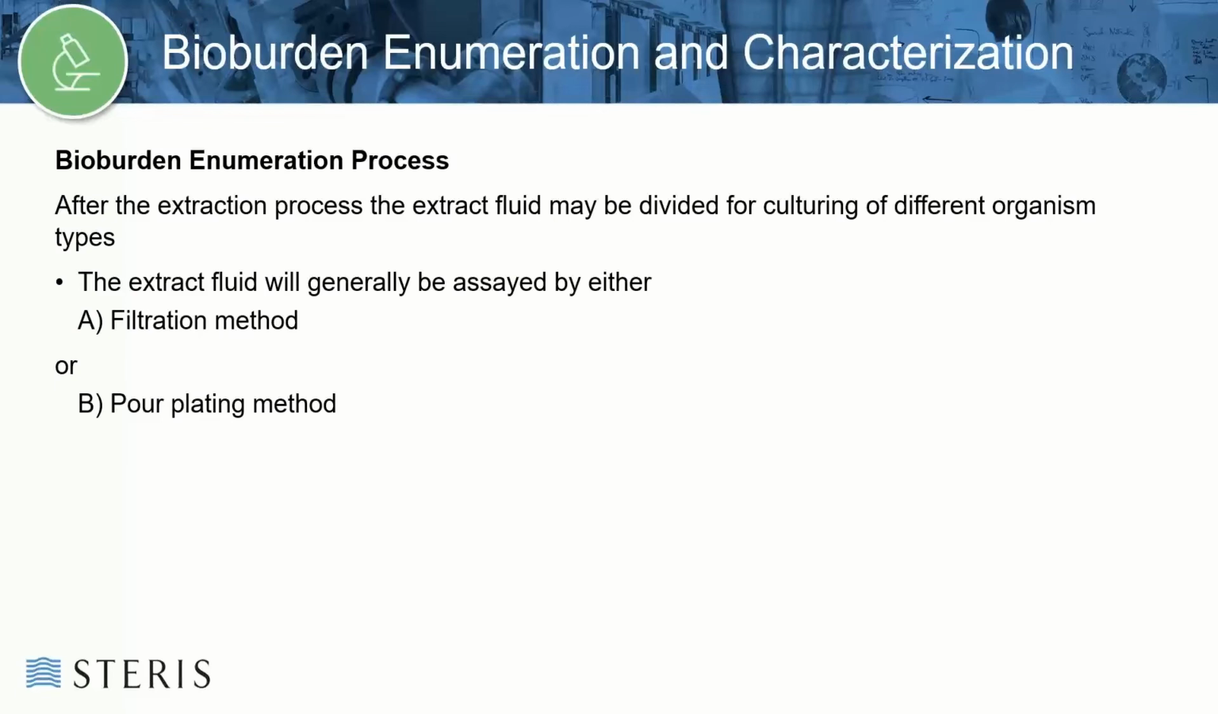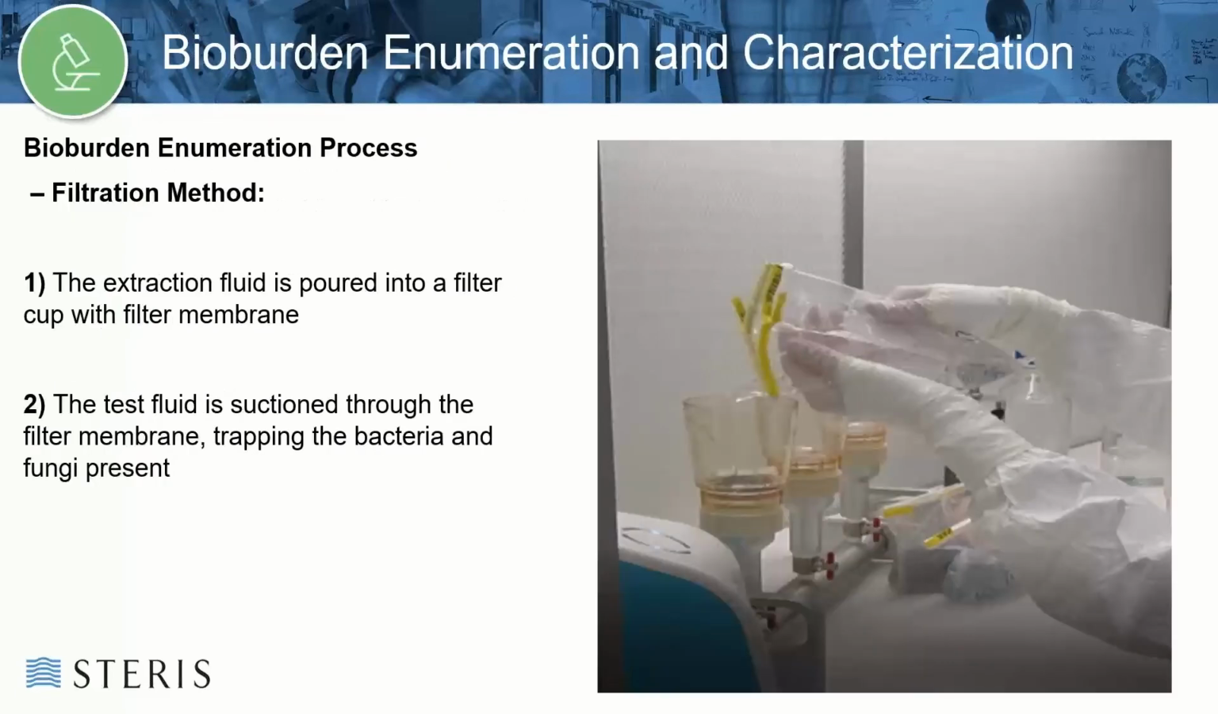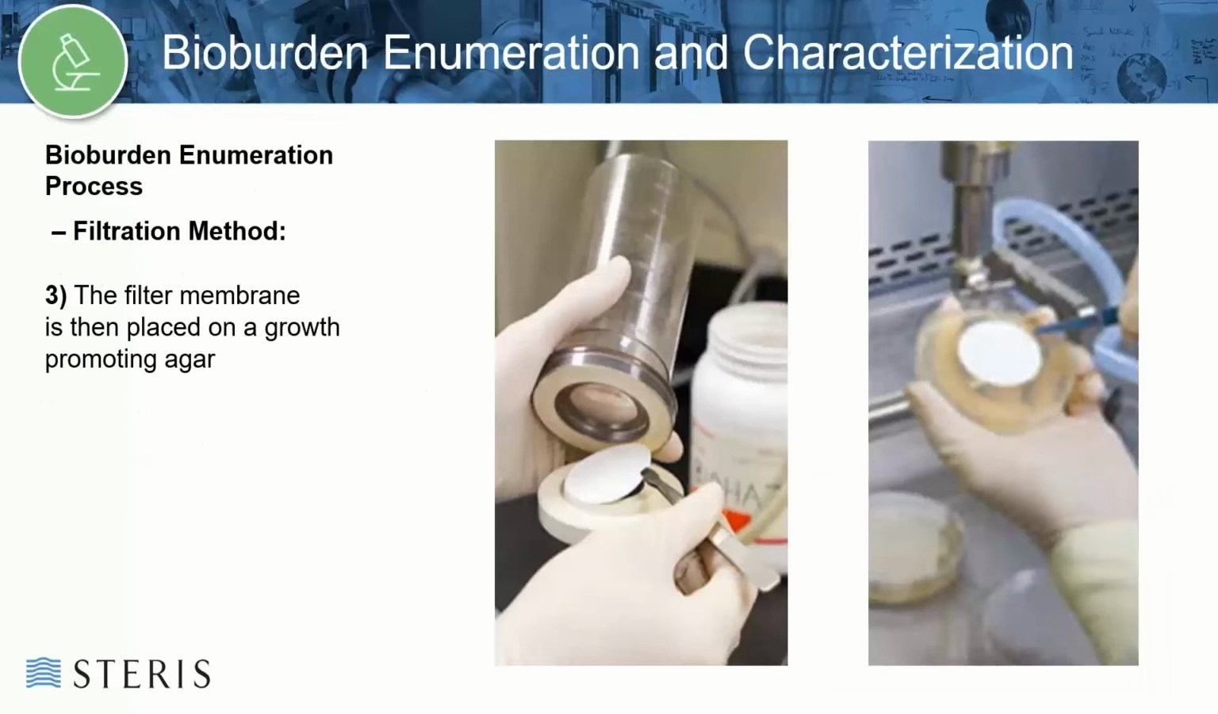The extraction fluid will generally be assayed by either filtration or pour plating. For the filtration method, the extraction fluid is poured into a filter cup with a membrane filter in place. They are located on a filtration manifold. A vacuum pump is used to pull a vacuum. The test fluid is suctioned through the filter membrane, trapping the bacteria and fungi present in the liquid onto the filter membrane. The filter membrane is then placed on a growth-promoting agar for incubation.